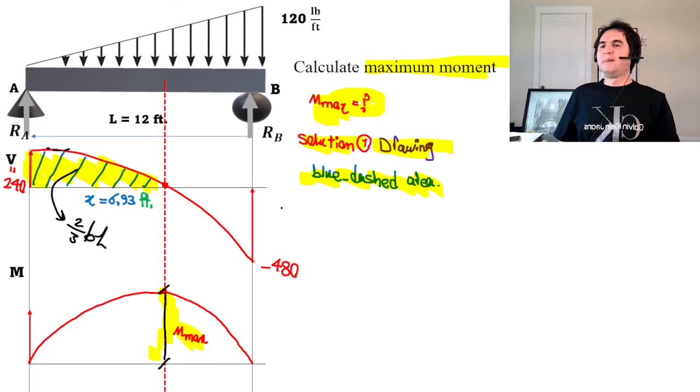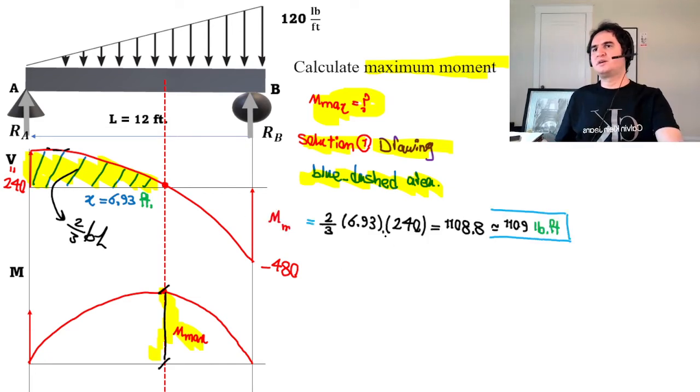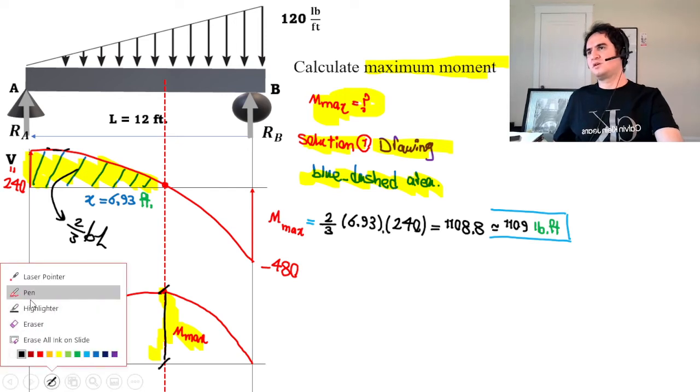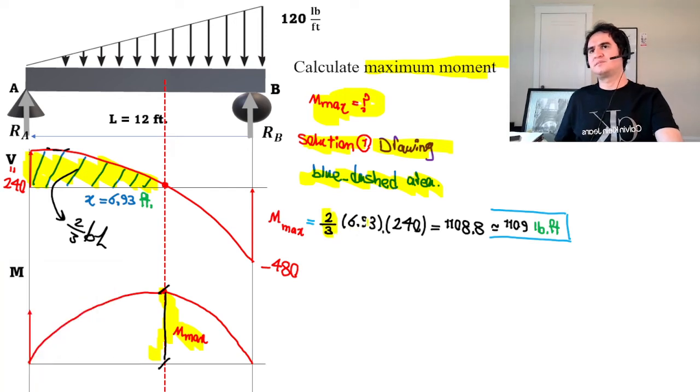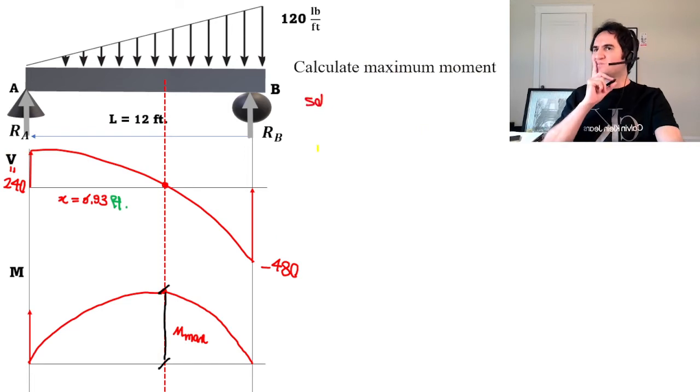So if you proceed to solve that, it just says 2/3 of 6.9, which we already calculated as a numeric value, times the height, which is 240, the initial shear, and that gives you 1,109 pound-feet.